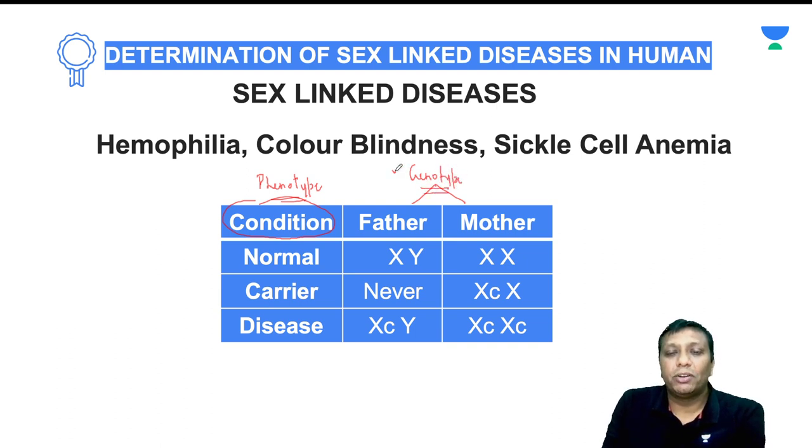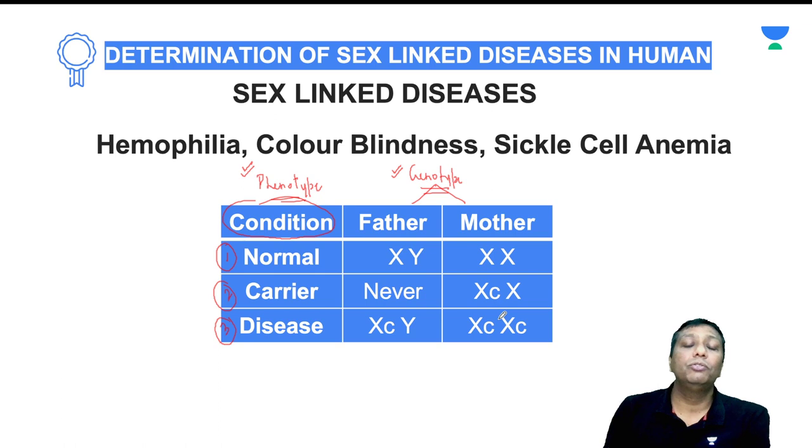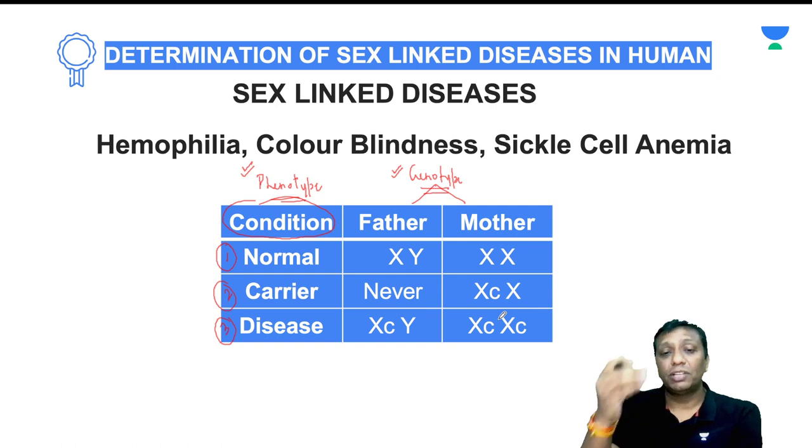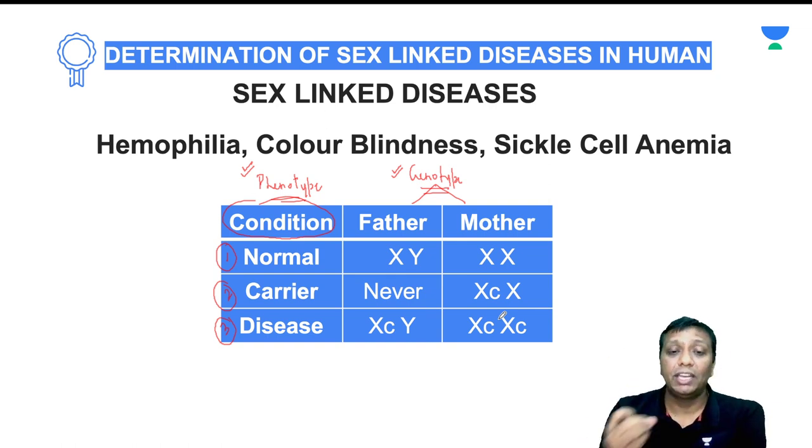So on one side you can find the genotype of father and mother, and on the second side you can find the expression or phenotypes. So three conditions I brought for all of you. The first condition is a normal condition, the second condition is a carrier condition, and the third condition is a disease condition. These are the conditions that you will use, and then you start to solve your numericals, and your answer will be 100% right. I'm very sure in the previous discussion, your answer was also 100% correct. Some of them I'll solve in front of you and give you the answer.